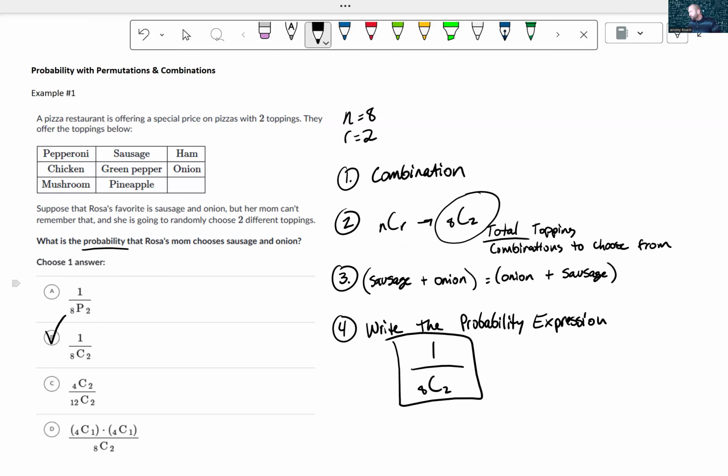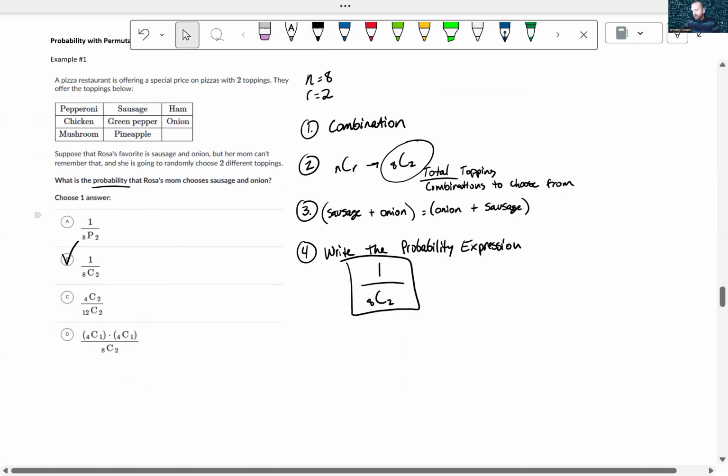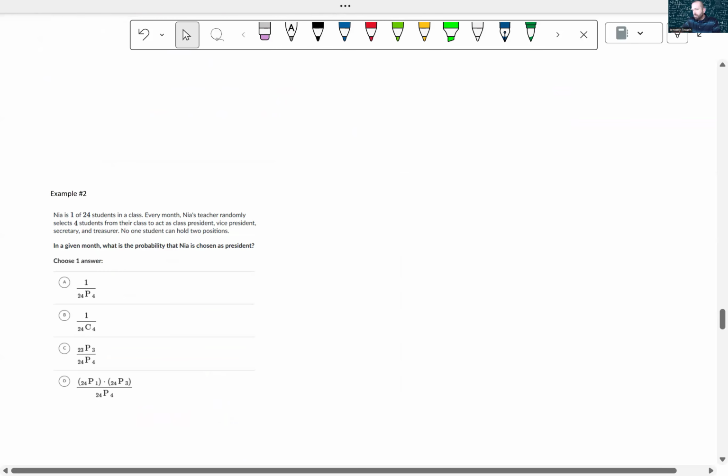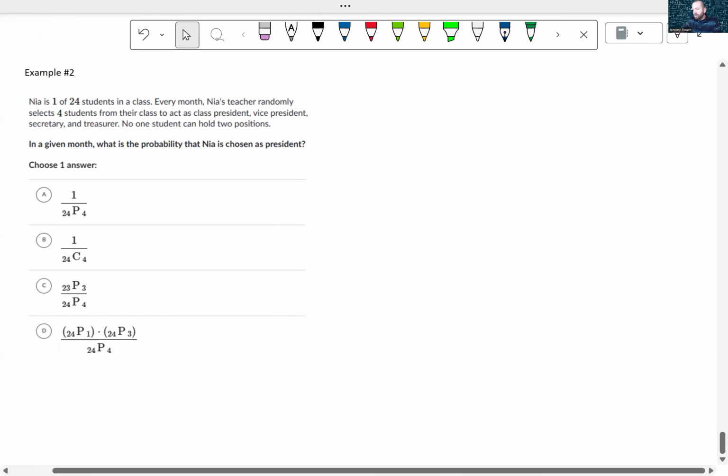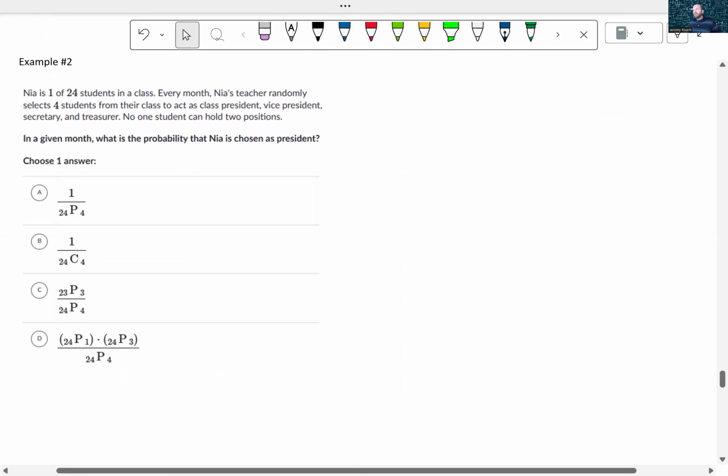This next example is a little bit tougher. We don't have a table, and we have to figure out if it's permutation or combinations. This is about a list of people who are going to be selected to be president, vice president, secretary, or treasurer. We want to know the probability that Nia is chosen as president. So our first question is, is this a combination or is this a permutation?